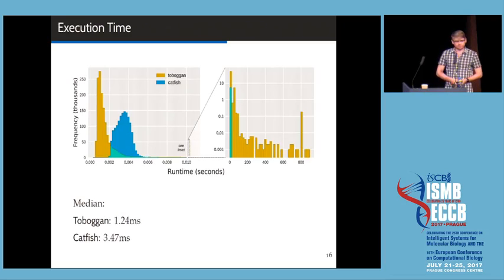And here are plots for our execution time. You can see that for the vast majority of data, we run in the milliseconds for each input graph. And for a lot of the data, we are faster even than the catfish heuristic. Our median runtime was 1.24 milliseconds against their 3.47 milliseconds. But this comes at a price, because their variance is really small.